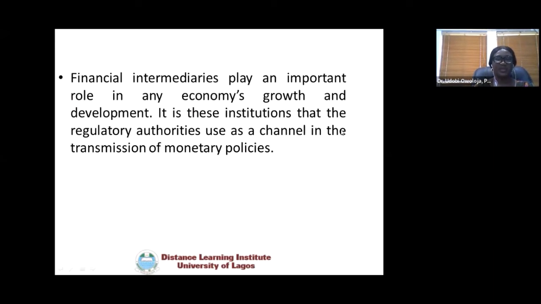Financial intermediaries play an important role in any economy's growth and development. It is this institution that the regulatory authorities use as a channel in the transmission of monetary policy, which means in Nigeria, CBN and NDIC, all the policies that are being created, they channel it through the commercial banks to the economy.